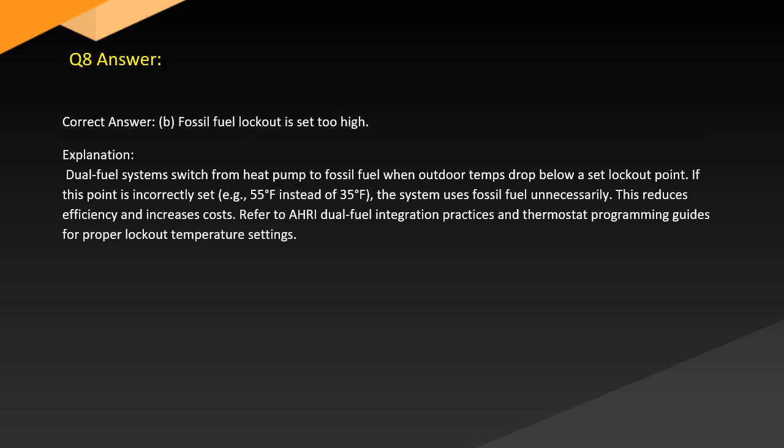Answer. Correct answer: B. Fossil fuel lockout is set too high. Explanation. Dual fuel systems switch from heat pump to fossil fuel when outdoor temps drop below a set lockout point. If this point is incorrectly set, e.g., 55° instead of 35°, the system uses fossil fuel unnecessarily. This reduces efficiency and increases costs. Refer to dual fuel integration practices and thermostat programming guides for lockout temperature settings.